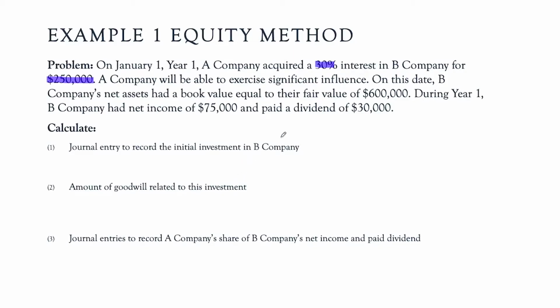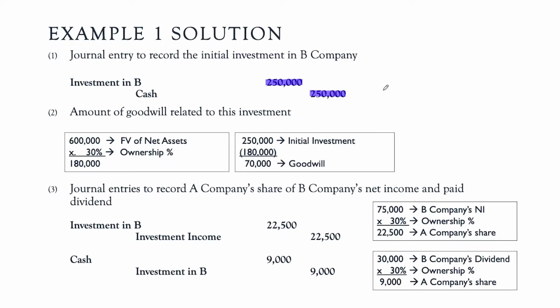All you're going to want to do is take a look at the fair value of the subsidiary's net assets. So it says on this date, B company's net assets had a book value equal to their fair value of $600,000. Now what you're going to want to do is find out how much a 30% ownership interest within this company should cost based on the fair value of their net assets. So if we take a look at the solution here, of course we record the fair value of the net assets, which is given in the problem at $600,000, the ownership percentage that was acquired, which is 30%, and we get $180,000. This means to purchase a 30% ownership within B company, it should only cost $180,000.